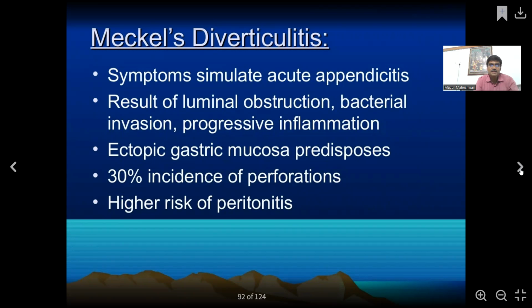Meckel's diverticulitis. Symptoms simulate acute appendicitis, as a result of intraluminal obstruction, bacterial invasion, and progressive inflammation. Ectopic gastric mucosa predisposes to Meckel's diverticulitis. A 30% incidence of perforation is seen, and there is a high risk of peritonitis.